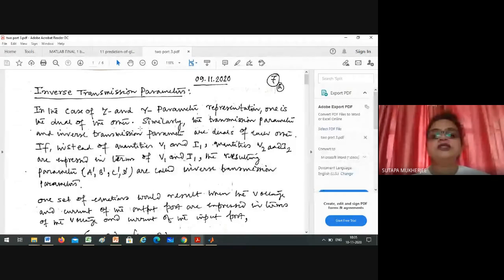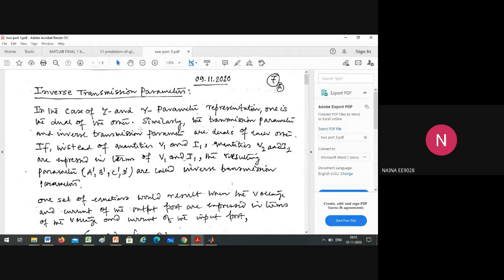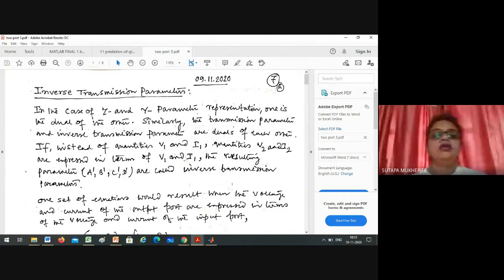The file is visible to all of you? Yes, ma'am. So this is inverse transmission parameters.